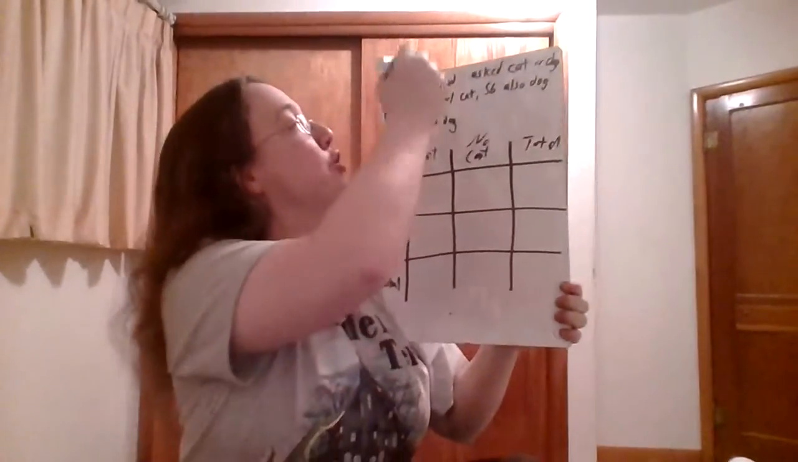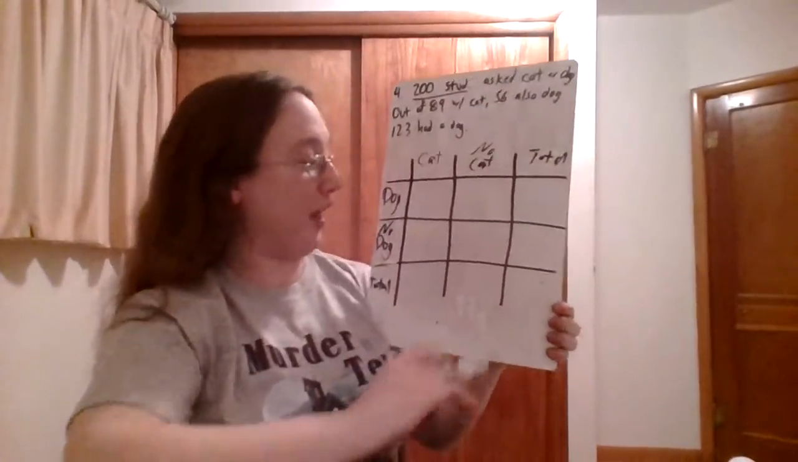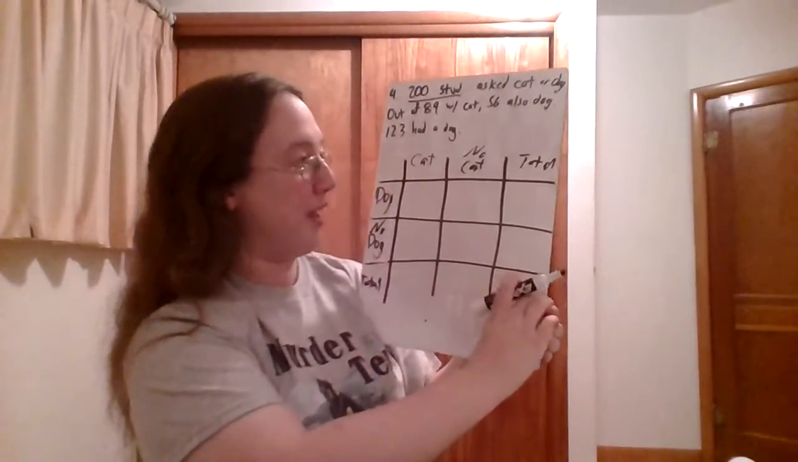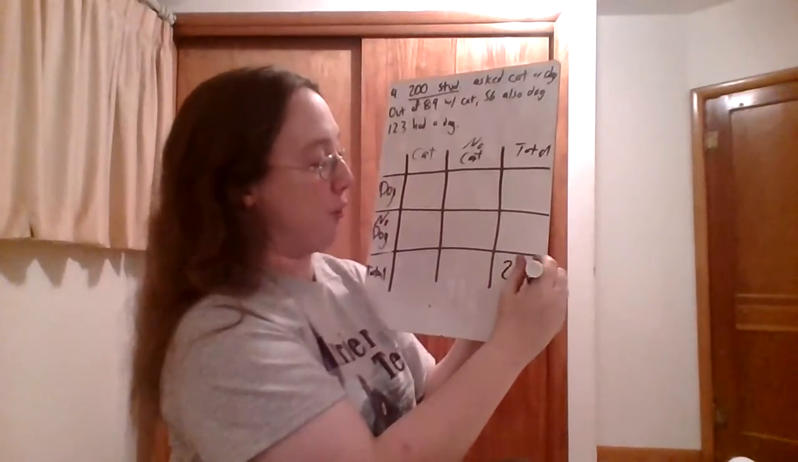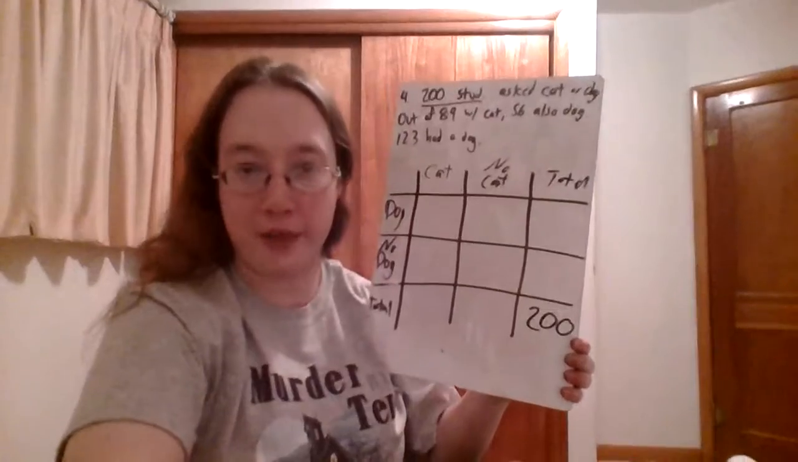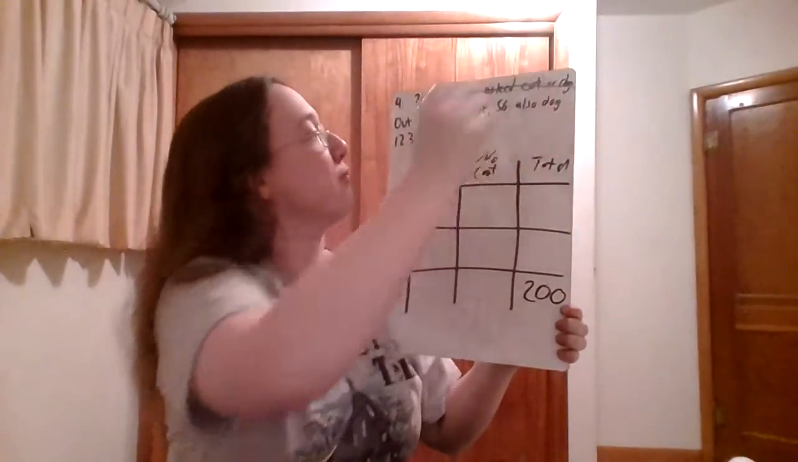So if we have 200 students, that's our total. So that's going to go in our total row in our total column. That 200, that's all the people we've got. That's going in there. Okay, so that takes care of the 200 students who had a cat or dog.